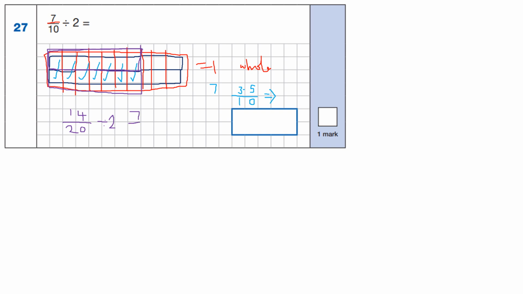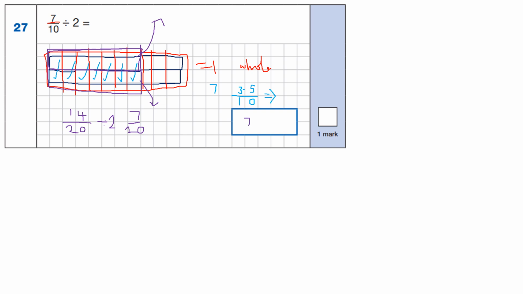7, but we're still dealing with 20ths. So if I divide it by 2, if I give half of these to this person and half of those to that person, which is dividing it by 2, then rather than 14 of the 20ths, I've got 7 20ths, because when we're dividing by 2, we don't change this bottom number. So 7 20ths. I can't simplify that any further.